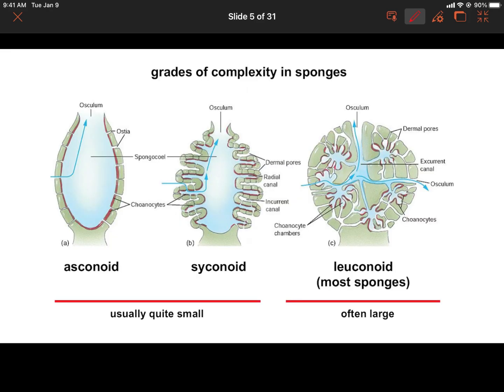It's an asconoid sponge, but as I pointed out, there are three grades or levels of complexity. I remember them as ASL, the acronym for American Sign Language. Asconoid are the simplest, syconoid are a little more complex, and leuconoid are the most complex. Most living sponges are leuconoid sponges. But they're all the same in the sense that choanocytes are powering water flow. It's just that there's a much larger surface area of choanoderm in a leuconoid than in an asconoid because of all the folding and chambers.